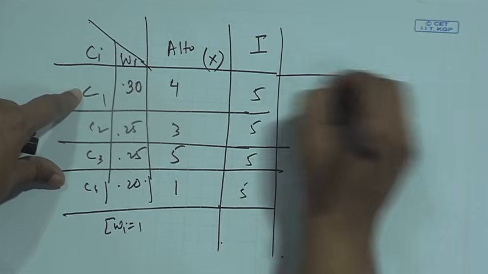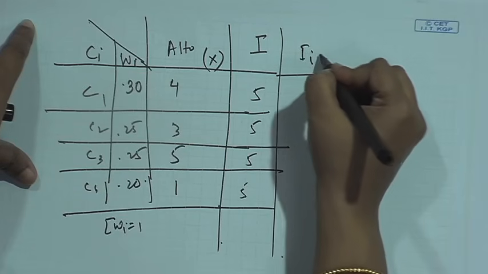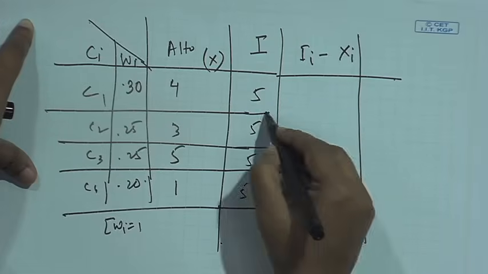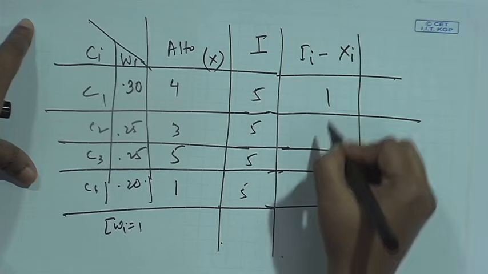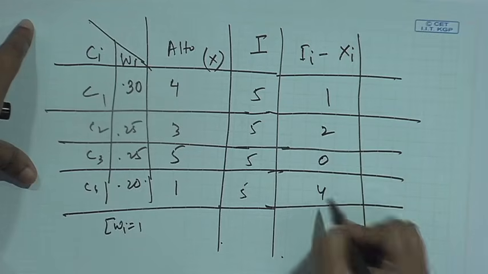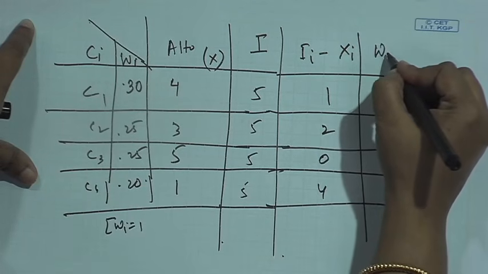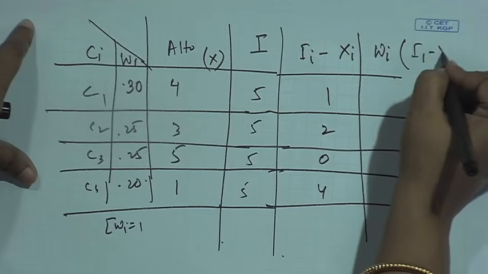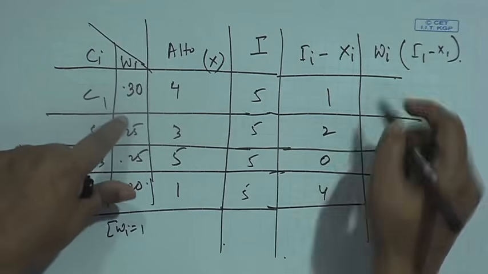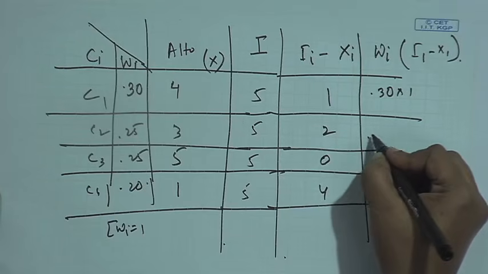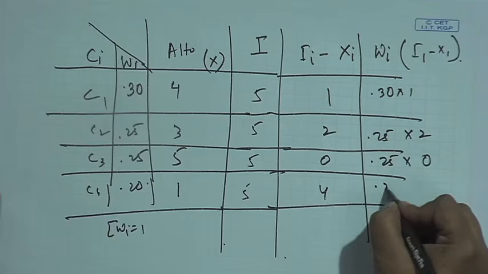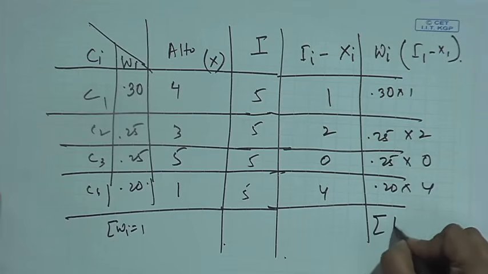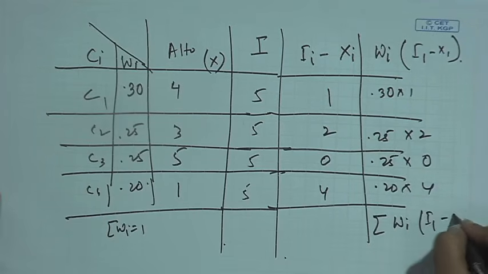Now, I have to see first the difference between these two, like I have to see Ii minus xi. So, here it would be, say, Ii minus xi: 1, 2, 0 and 4, and then I have to do Wi into (Ii minus xi). So, that I have to do, I have to multiply 0.30 into 1, here 0.25 into 2, here 0.25 into 0, here 0.20 into 4, and here I need to get a summation of Wi into (Ii minus xi).